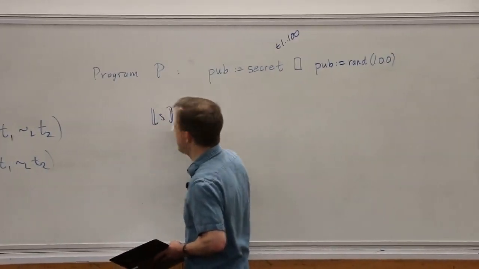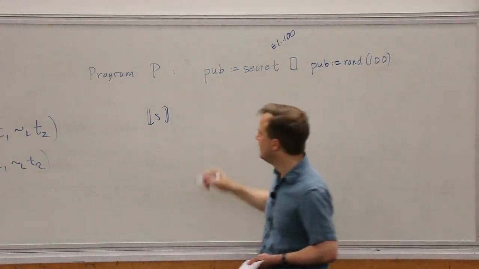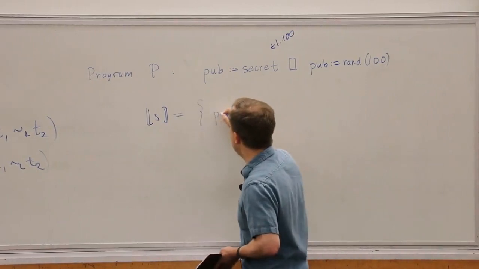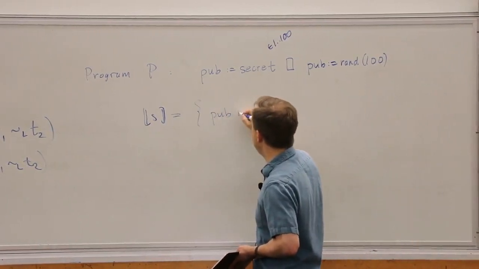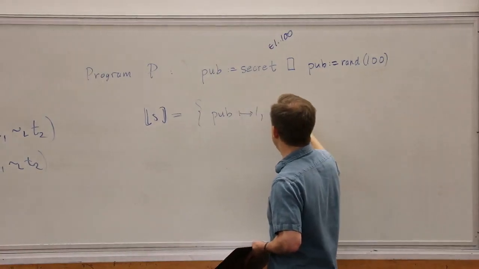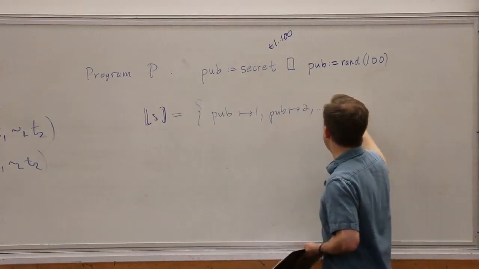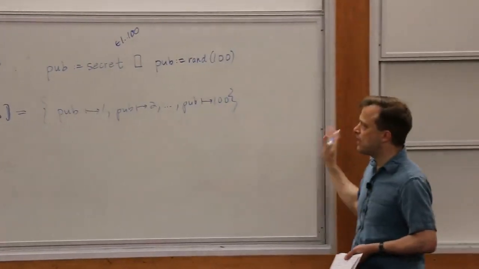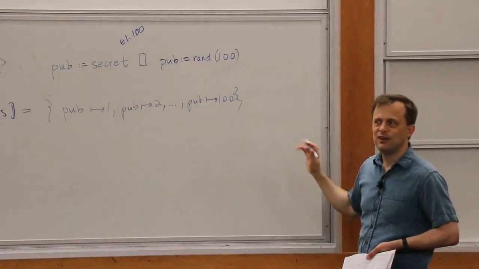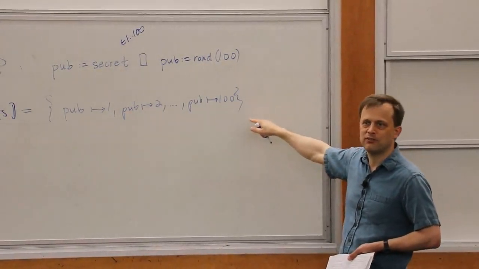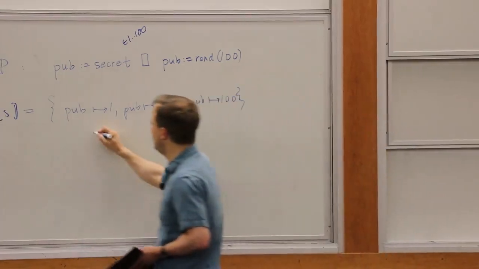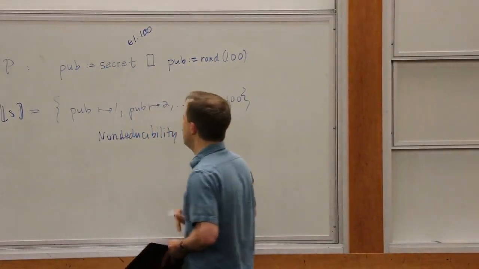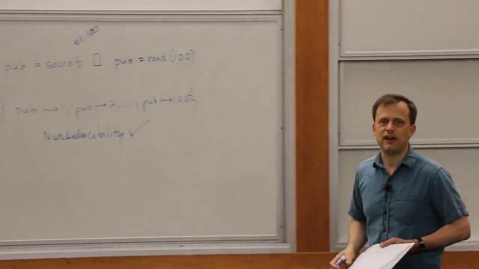So here's the argument that it's secure for some definition of secure. What are the possible behaviors that we can get out here? Well, at the end, we could end up with pub being assigned the value 1 and the value 2, and so on, all the way up to 100, right? And it doesn't matter what the value of secret is. All of these things are possible results of running the program. So this is going to satisfy non-deducibility. From any one run, we can't tell whether secret had any particular value.